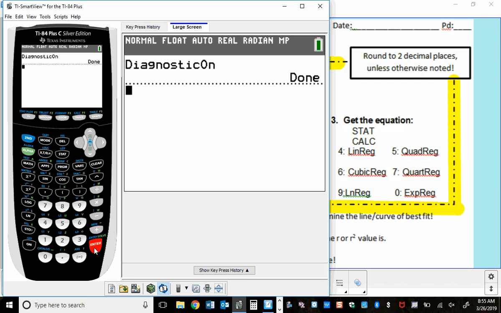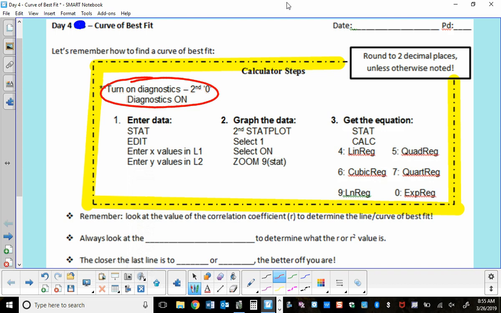If your diagnostics is not on, then this whole thing is for waste, because it's not going to tell you what you need to know. Okay, so make sure that's on. If you ever reset your calculator, it will turn it off. You just have to do it again. All right, go ahead and clear it out. We don't need it for now, but it's on and it's waiting.